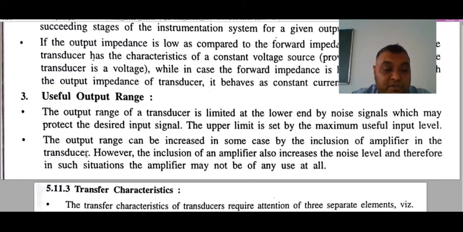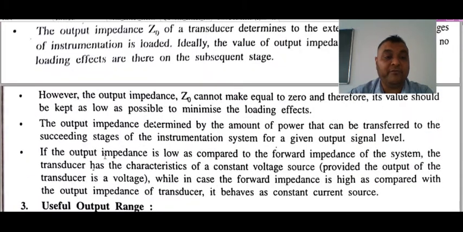Okay, so the output range can be increased in some cases by the inclusion of an amplifier in the transducer. However, the inclusion of an amplifier also increases the noise level, and therefore in such a situation the amplifier may not be of any use at all. So we can increase the output range with the use of an amplifier if it is needed. But what are the consequences? If we increase the output range through an amplifier, there are chances of more losses. So these all are the characteristics of the transducer.